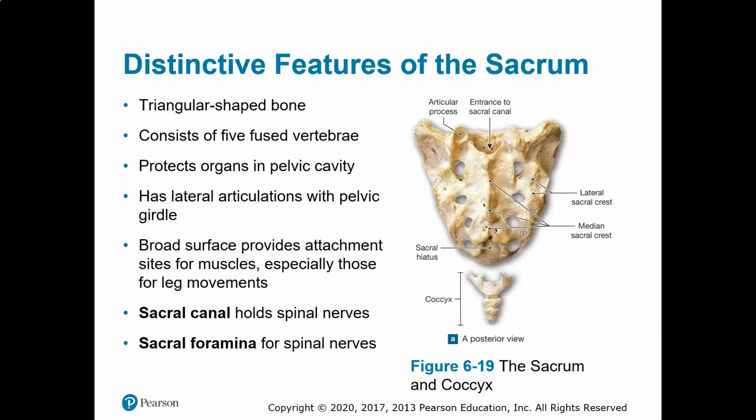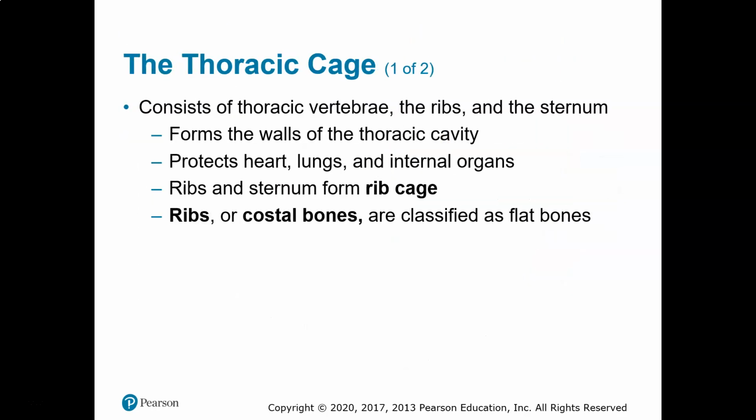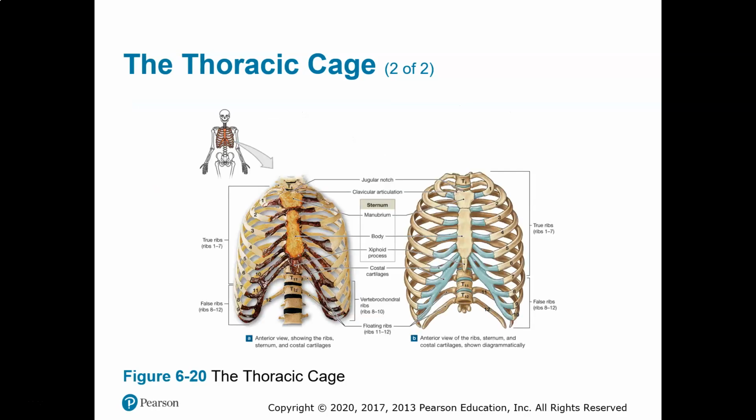And I am not going to really get into the distinctive features of the different vertebrae. I do want you to be familiar with the thoracic cage. It does protect the heart, the lungs, and some of the internal organs which are located above the diaphragm. The ribs and the sternum form the rib cage, and the top part of the sternum is the manubrium, and then you have the body of the sternum here, and then there is a process called the xiphoid process at the end, or inferior to the manubrium.